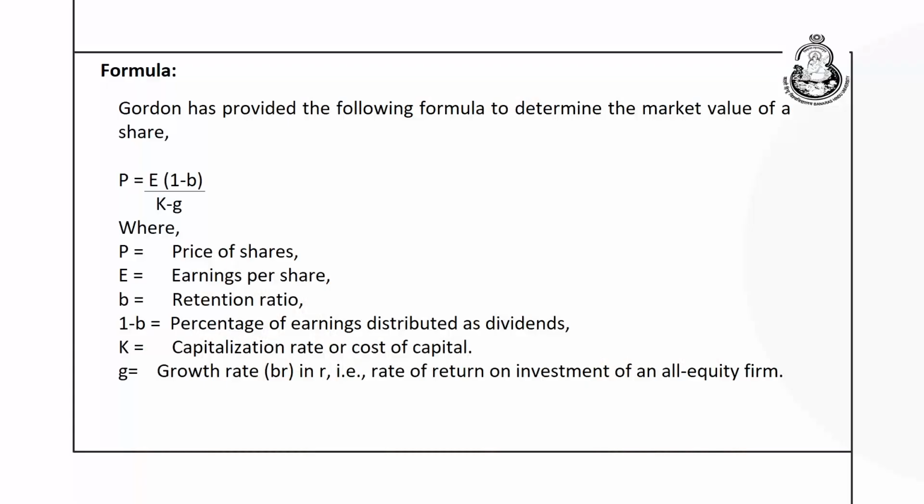So, if we see, P is the price of shares, E is the earning per share of the company, b is the retention ratio, 1 minus b represents the percentage of earning which is distributed to the shareholders as dividend, k is the capitalization rate or the cost of capital, and g is the growth rate, which is a product of r and the retention ratio, that is b.